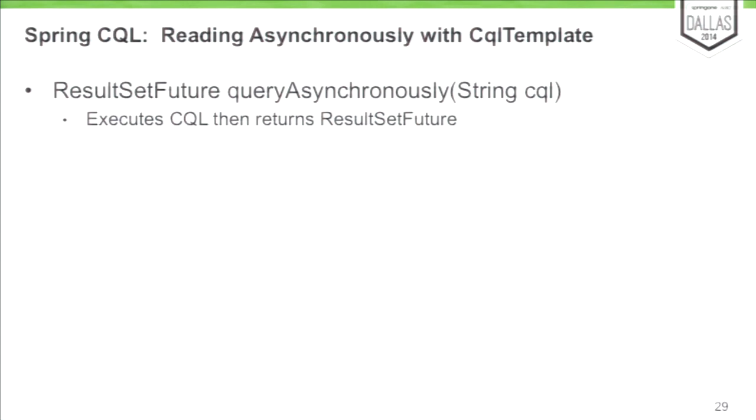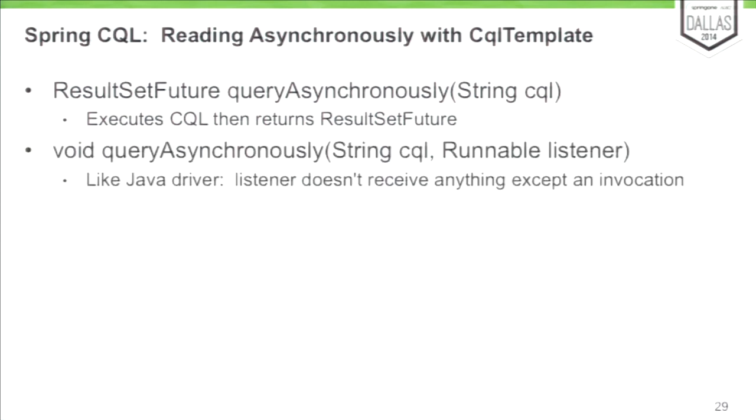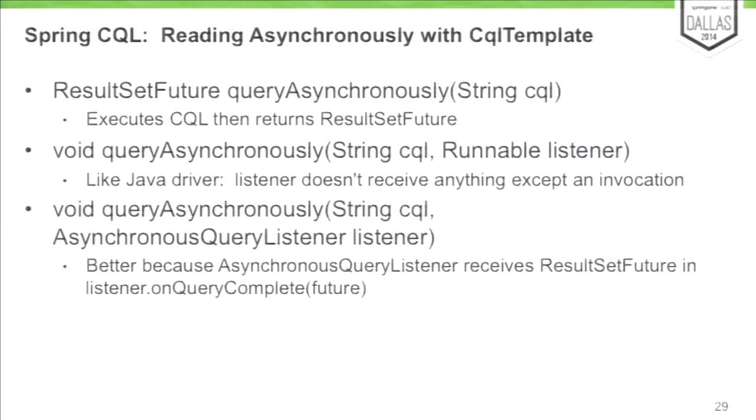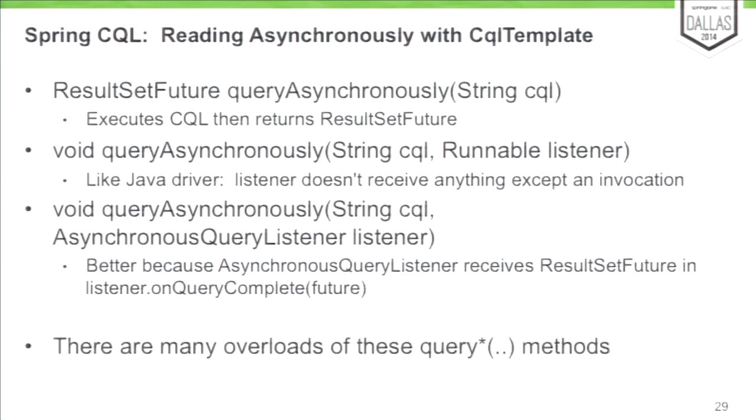Here's some of the asynchronous stuff. So query asynchronously, give a CQL query. It will return to you a result set future, and then you can query the result set future to find out if it's done yet or not, and for its data. The Java driver's asynchronous callback takes a runnable, which doesn't get you much, just notification that it finished and no information about it. So we added an interface, AsynchronousQueryListener. It has a single method, onQueryComplete, and it passes you the result set future, which is very convenient. Okay? And of course, that's going to get called in a different thread, so remember that.